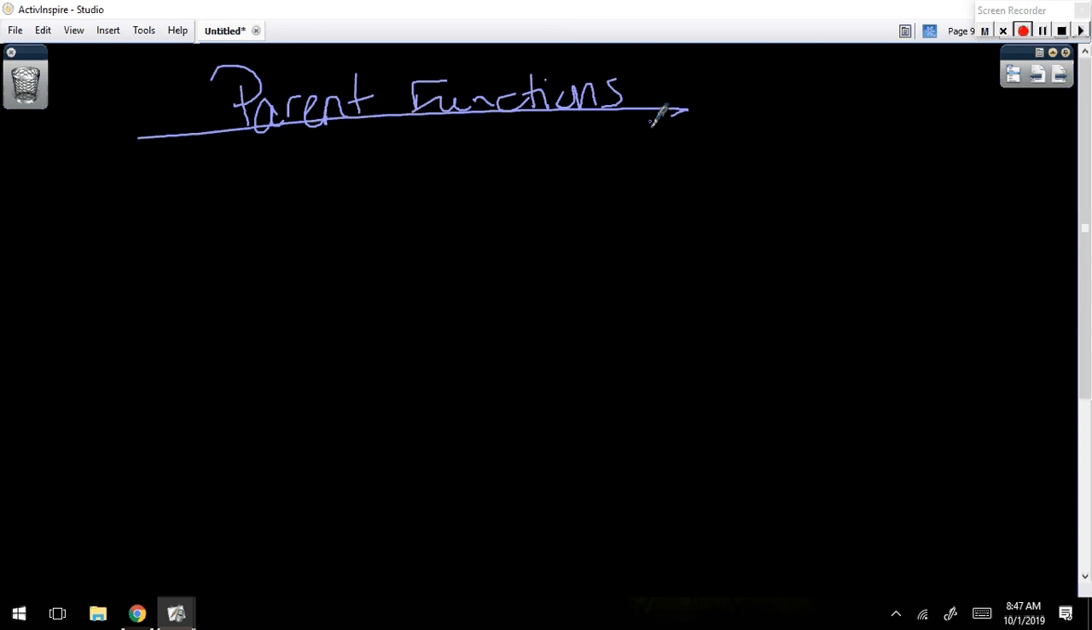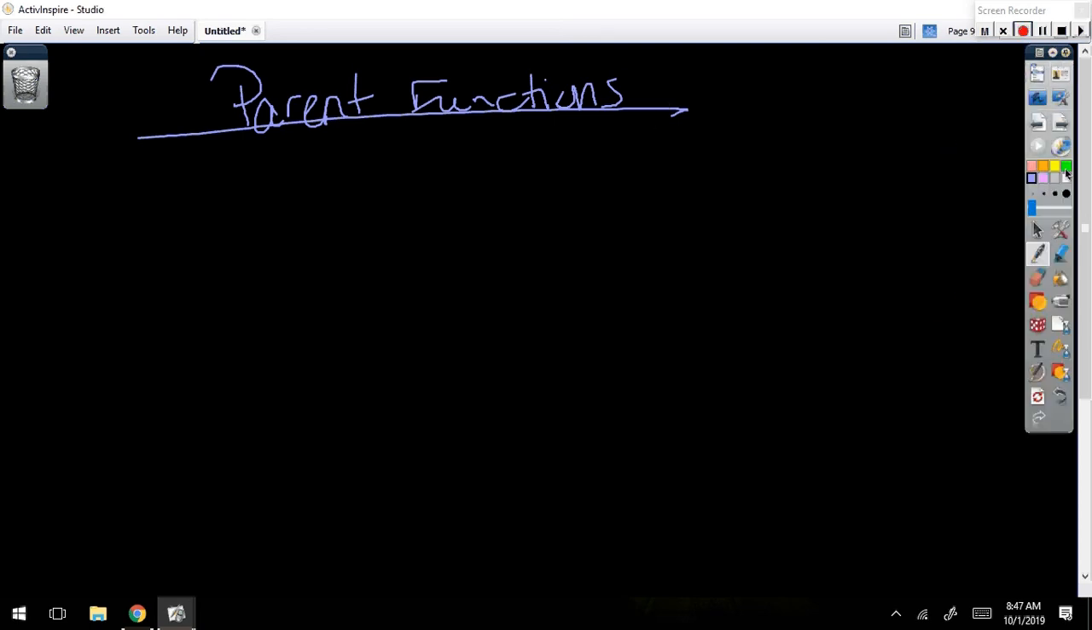All right, so the first one is a linear function. Parent function is y equals x, okay? It is a line with a slope of 1, a y-intercept of 0. It is your most basic linear function, okay? As we start doing things, I'm missing so much here.